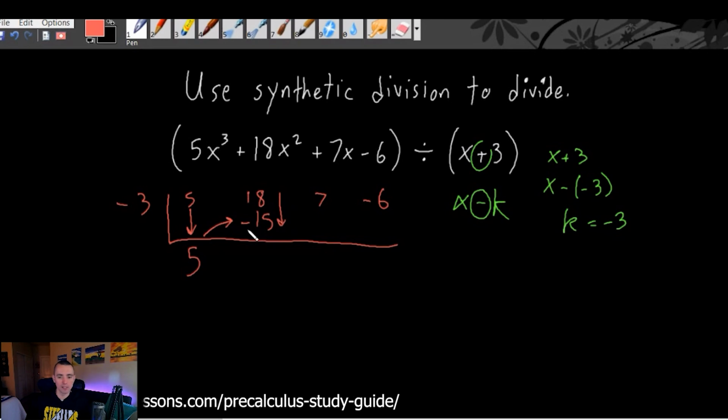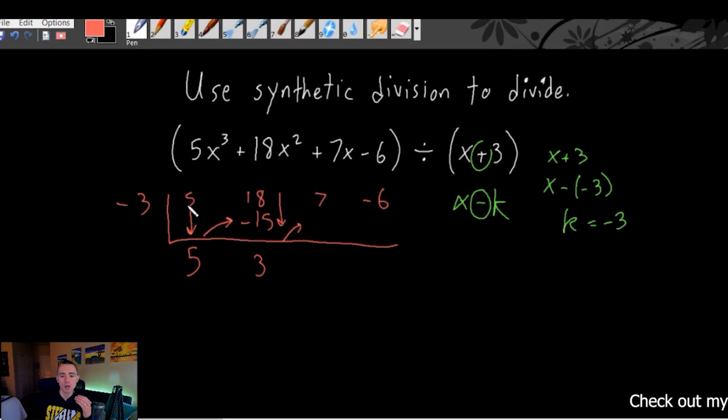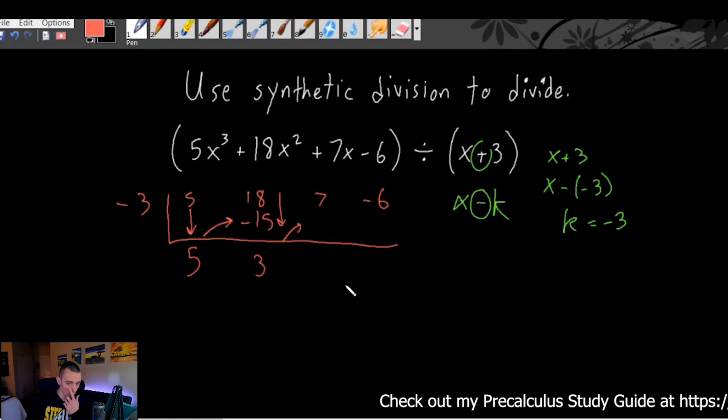So 18 minus 15, or 18 plus negative 15, is just positive 3. So you're going to write that there. And then you just keep doing the same exact pattern. You're just going to start by carrying your first term down, and then you're going to go diagonal and then down and diagonal and down and diagonal and down until you get to the end.